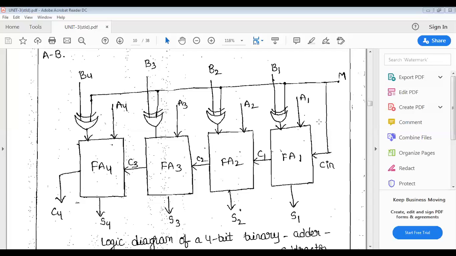So full adder 1 gives S1 and C1. The second full adder FA2 takes C1 and two other inputs, A2 and B2 bar. How do we get B2 bar? B2 with exclusive OR of 1. So the second full adder takes A2, B2 bar and C1. It generates S2 and C2.